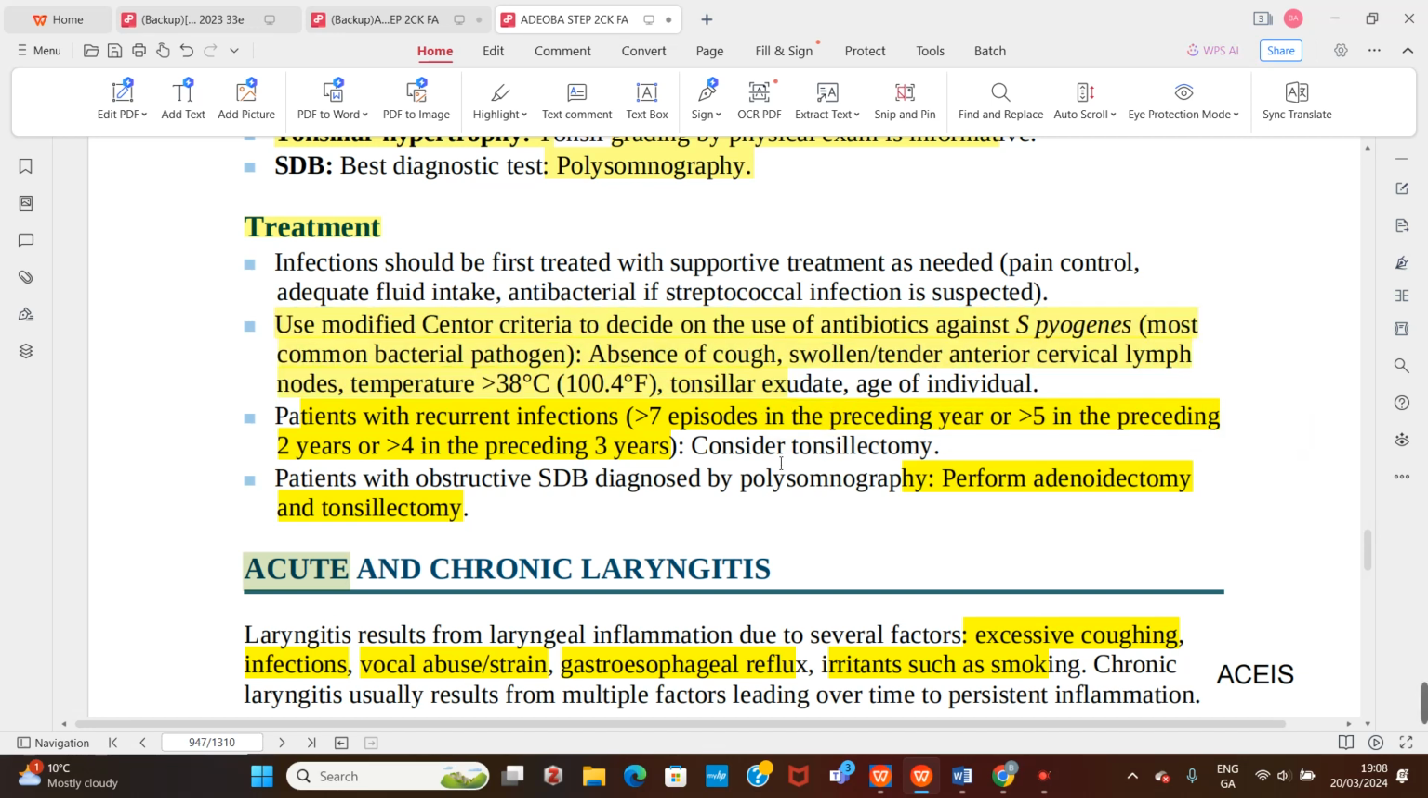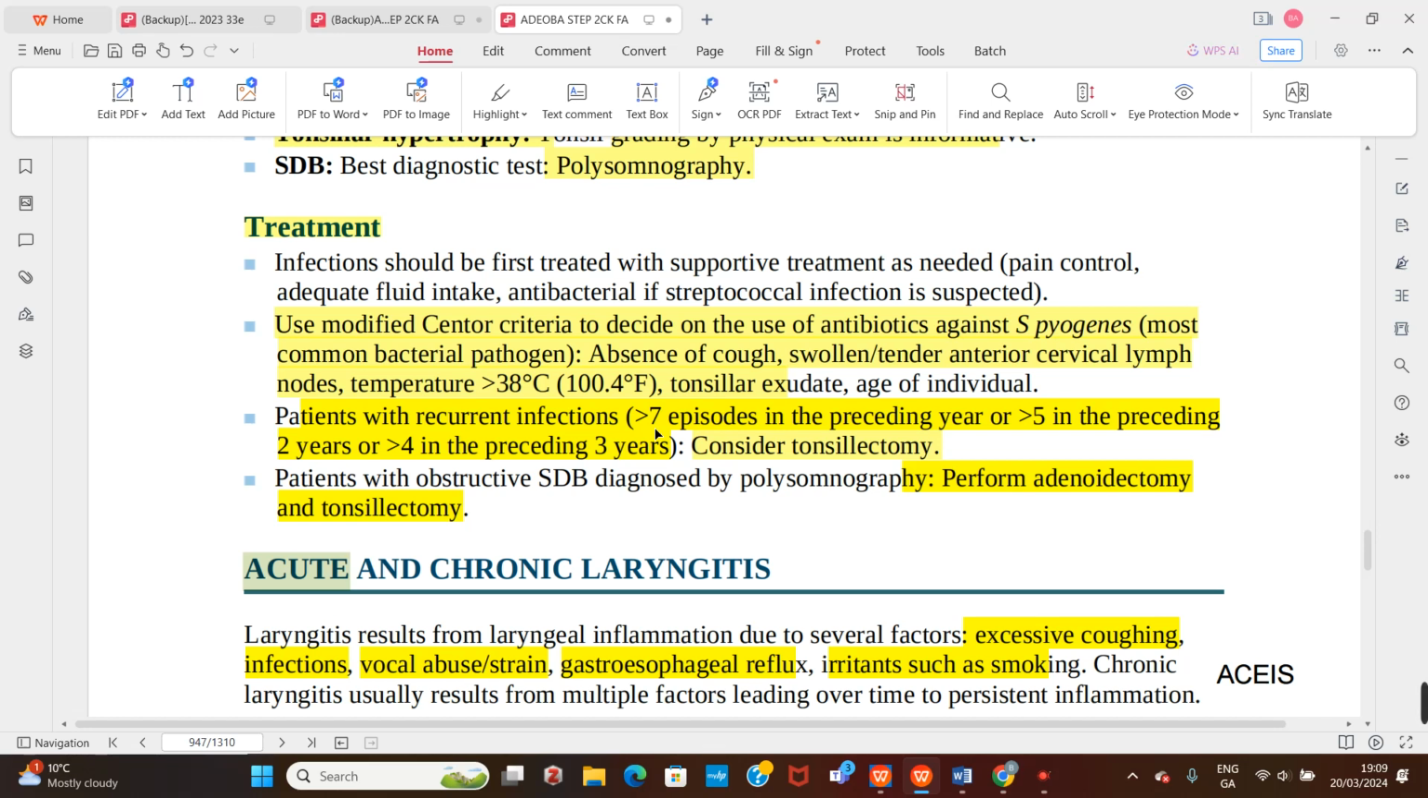And you have to do tonsillectomy when there's a history of recurrent infection. And what do we mean? If this individual have more than 7 episodes of infection in the previous year, or the person had 5 in the preceding 2 years, or the person had 4 in the preceding 3 years, so you have to do tonsillectomy. Yeah. So most of the time they might not tell you this value. They can just tell you there are multiple recurrent infections. So definitely you know that you have to do a tonsillectomy for that individual.